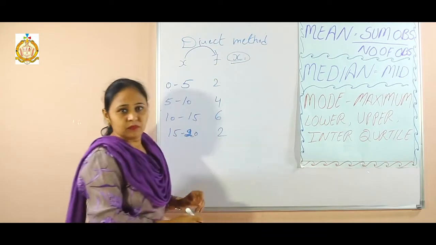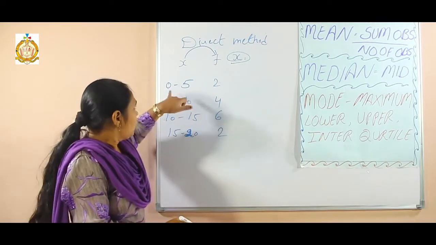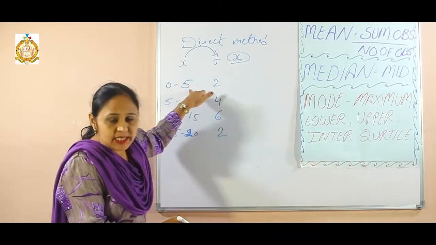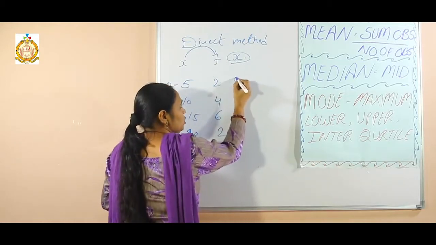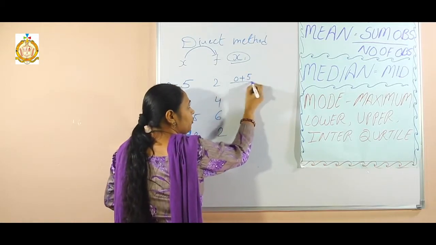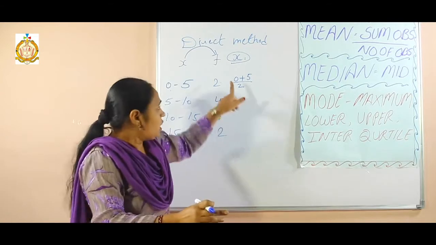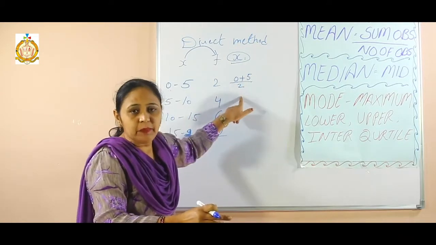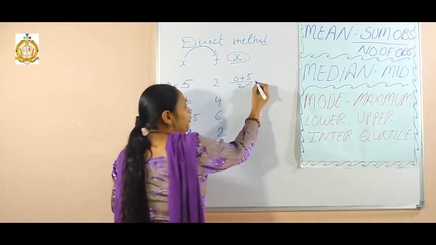Xi. Now how to find the class mark? This value plus this value, that means 0 plus 5, then divided by 2. Average of it. Summation of two numbers divided by 2. It becomes 2.5.